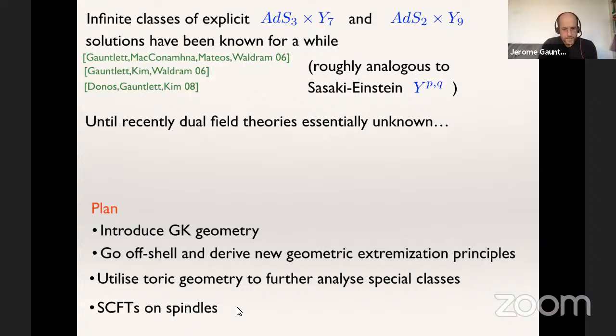And then if there's time, which there may well not be, I'll try and say something about the recent work I did about putting supersymmetric field theories on a spindle. The spindle's a weighted projective space or an orbifold that's shaped like this. And if we have time, I can talk about that towards the end of the talk.